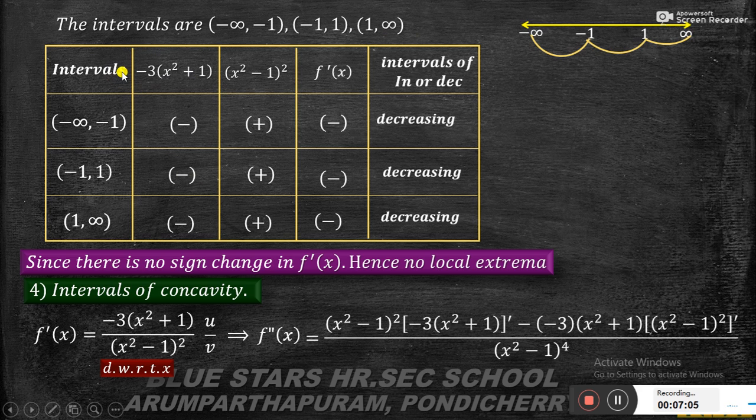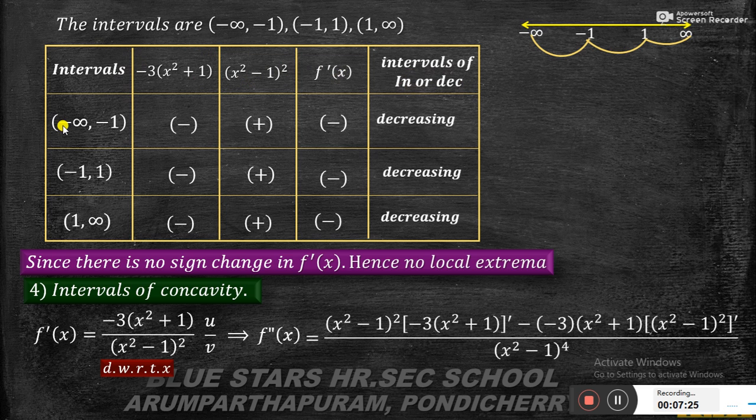The next column is f dash of x. We know that f dash of x equal to minus 3 into (x square plus 1) by (x square minus 1) whole square. So the numerator term is minus 3 into (x square plus 1). The denominator term is (x square minus 1) whole square. So now I find out the f dash of x. The next column is intervals of increasing or decreasing.